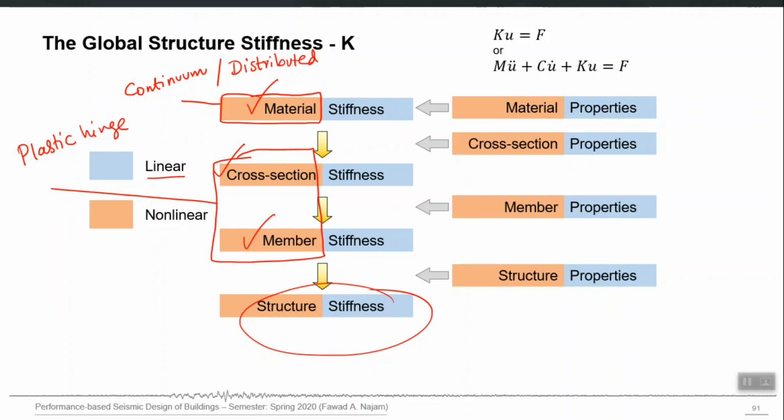For example, cross sectional moment versus cross sectional deformation, which is curvature, or member level moment and member level deformation, which is rotation, right? So member level and cross section level, they can be made nonlinear using the plastic hinge approach. It depends on what type of hinge we are using. Some hinges are for cross sectional level nonlinearity, some are for member level nonlinearity.